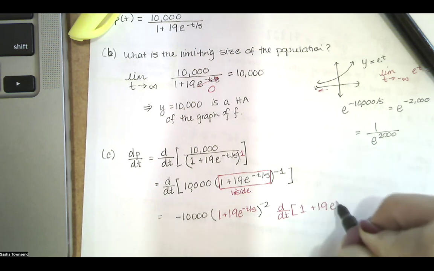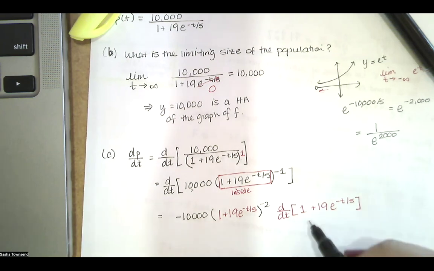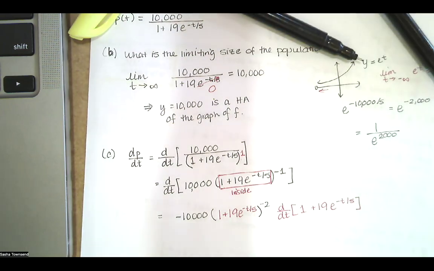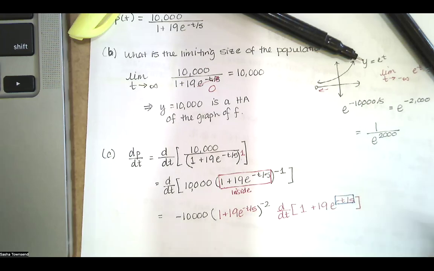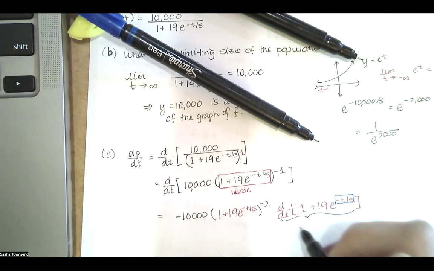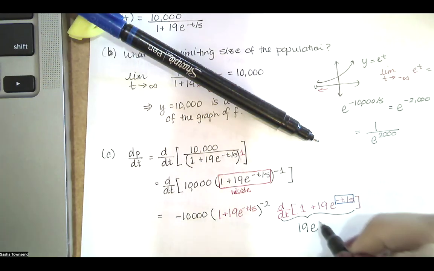Now the inside function has two terms. Derivative of 1 is just a 0, so you're gonna have 0 plus the derivative of this guy. Derivative of this also requires the chain rule because we don't just have a t inside the exponential, we've got a -t divided by 5. So we'll say, what's the derivative of 19 times an exponential?